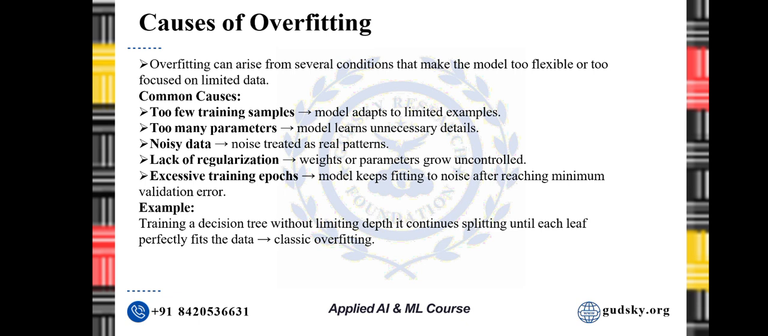And then lack of regularization. Regularization helps keep model weights in check. Without it, the model can assign huge importance to small, meaningless features. And then excessive training epochs. If you keep training even after your validation error starts increasing, the model continues to memorize noise. That's late stage overfitting. A simple example: if you train a decision tree and don't limit its depth, it will keep splitting the data until every single point fits perfectly, but it fails on new data.